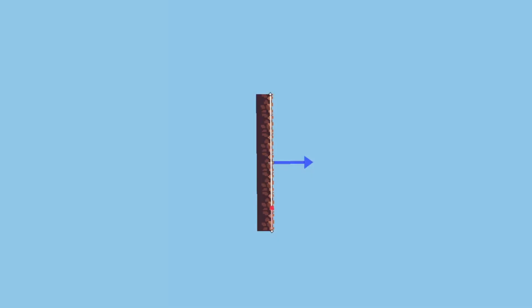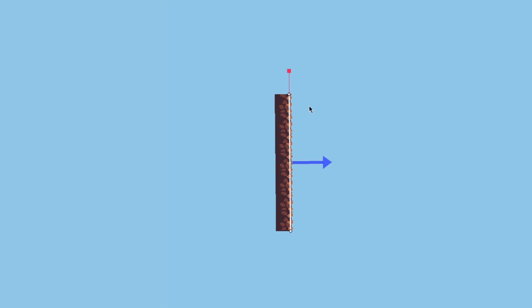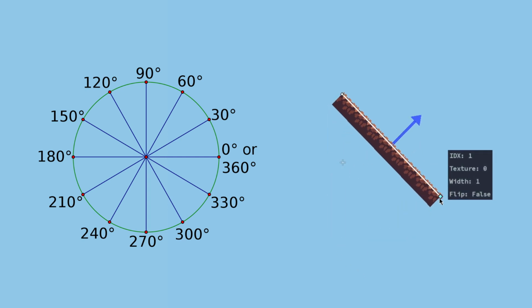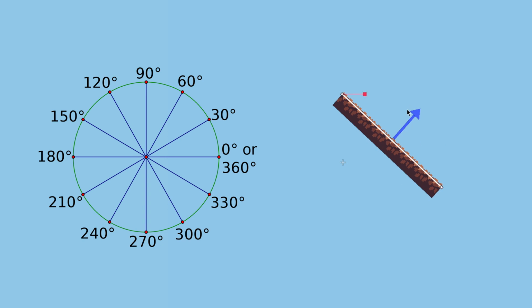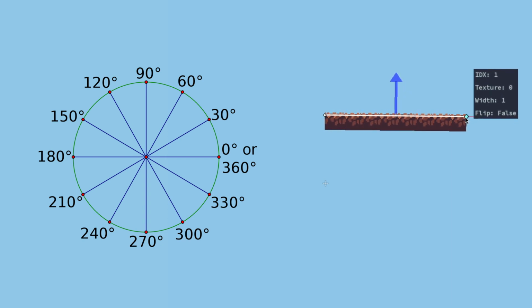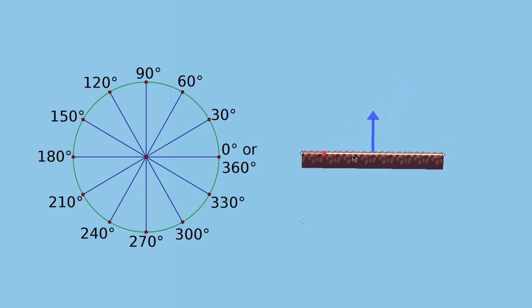The easiest way to think of an edge normal is as a line perpendicular to the edge. So this edge right now has an angle of 0 degrees. And if we rotate it, it will now have an angle of about 55 degrees or so. And if we rotate again, then it has an angle of about 90 degrees, and so on.